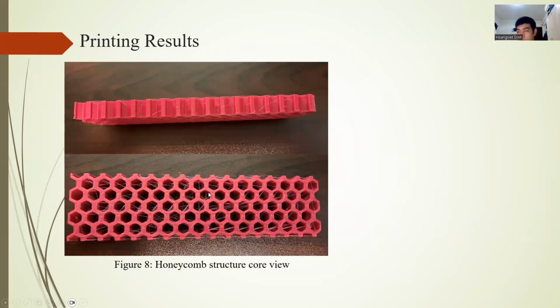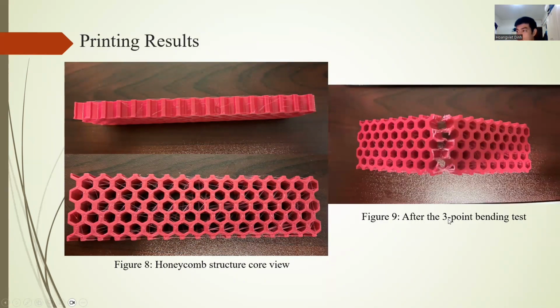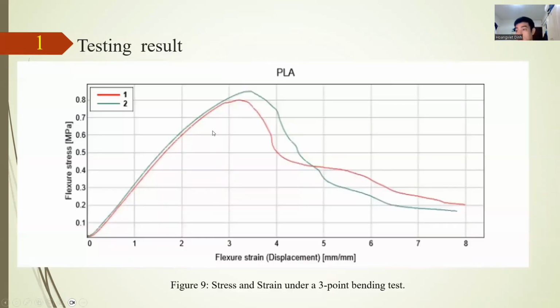Figure 8 is my honeycomb structure after finishing printing, and Figure 9 is after the 3-point bending test finished. The honeycomb will crack at the middle, like in Figure 9. So the next page is the test result.